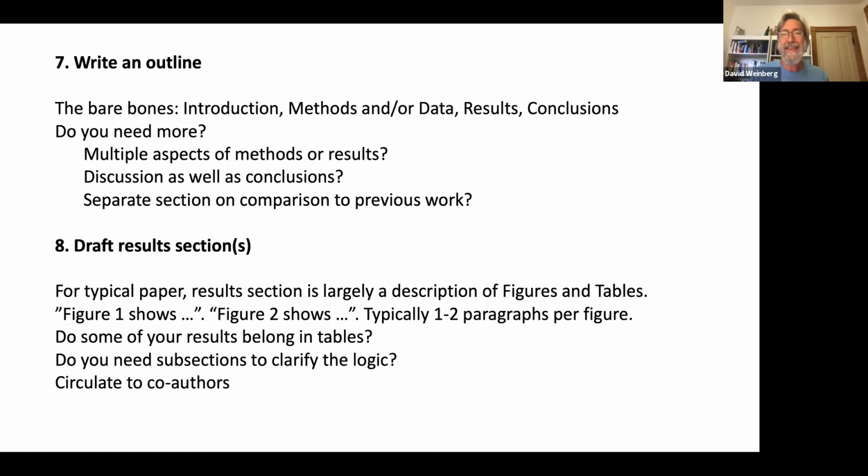Sometimes there is a discussion section as well as a conclusion section. Sometimes there's just one or the other. We'll come back to that in a few minutes.